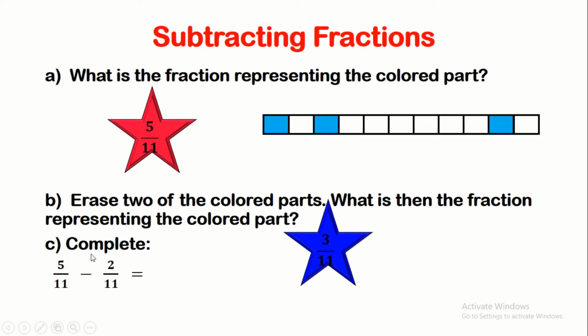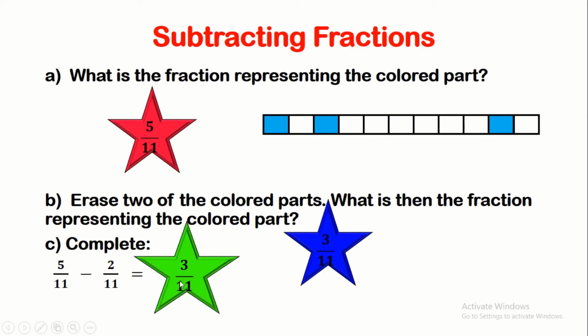Well, now in part C, complete 5 over 11 minus 2 over 11. What should it give us? 5 over 11 represents the colored parts at the beginning out of the band. Minus, we have erased, it means subtracted, 2 over 11, which represents the parts that we have just erased. Equals what? How many colored parts remain for us? Aren't they 3 out of 11? So the answer should be 3 over 11.